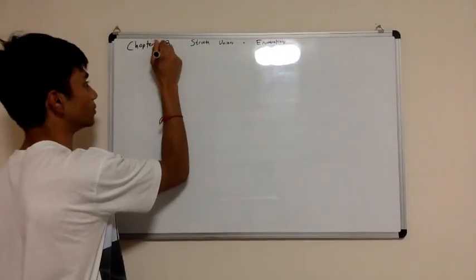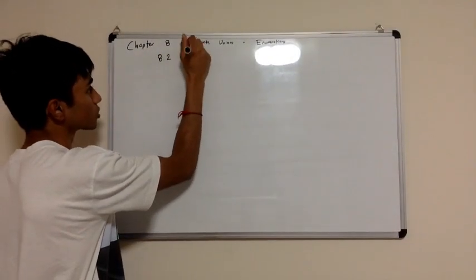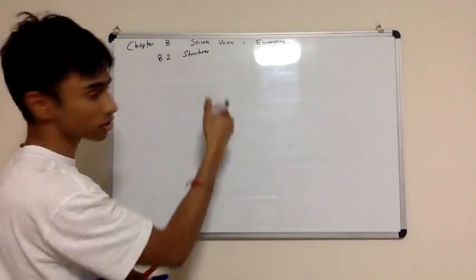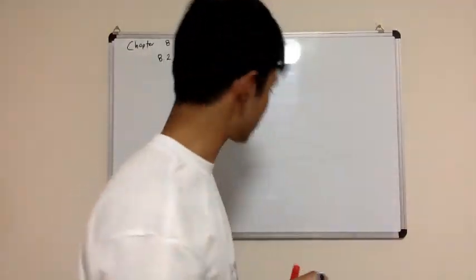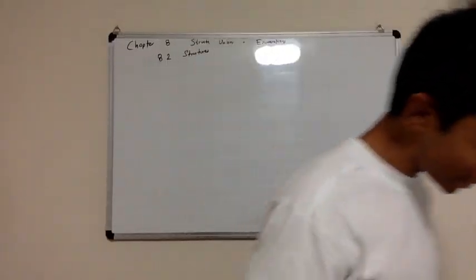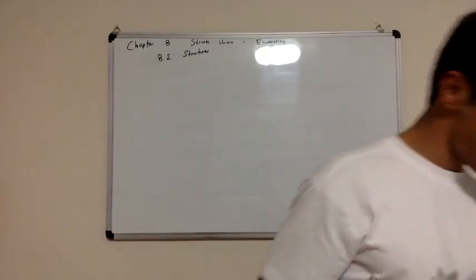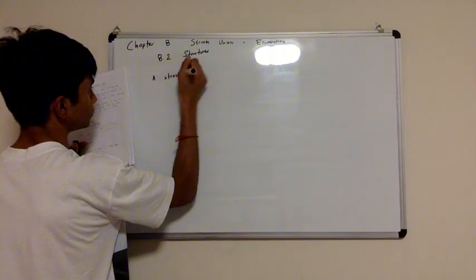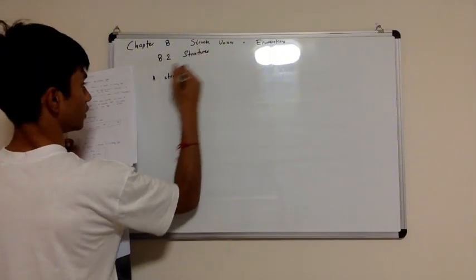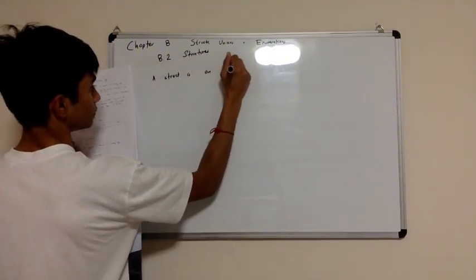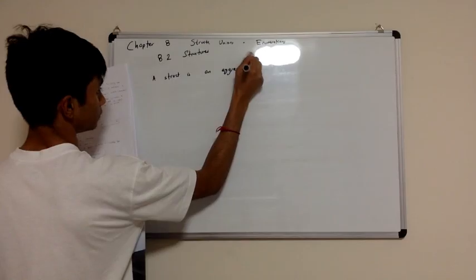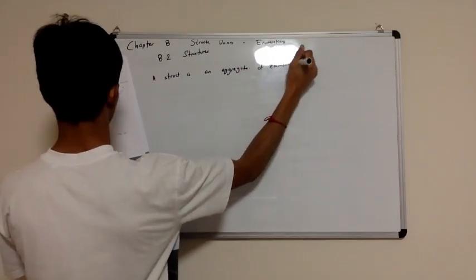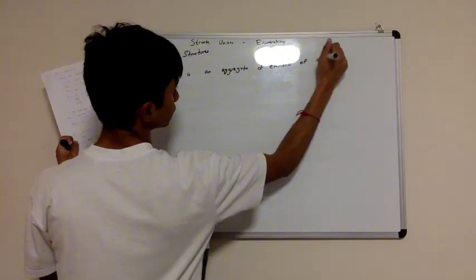We continue on to 8.2, which is called structures. And bear in mind that struct is short for structures. So a struct is an aggregate or a combination of elements of arbitrary type.